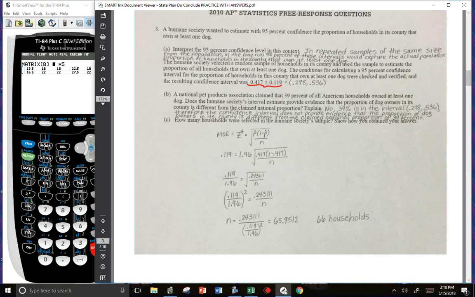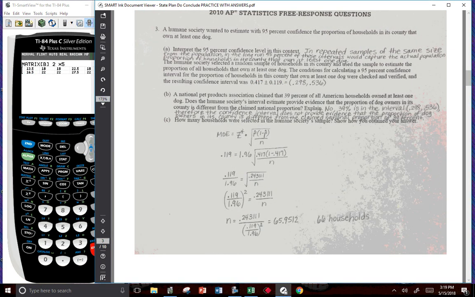But I'm doing the margin of error is equal to z star times the square root of p hat times 1 minus p hat over n, and I'm solving for n. I'm getting margin of error from right here. Agree? I'm getting p hat from right here. Okay, so I'm going 0.119 equals, where did I get 1.96 from? It's a 95% confidence interval. We've memorized that z star is 1.96.